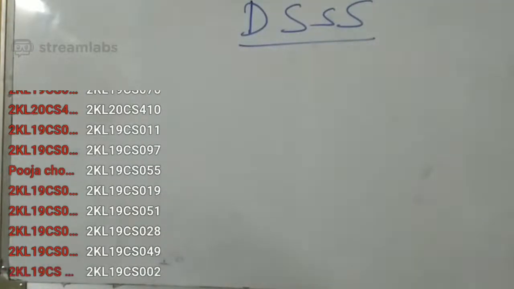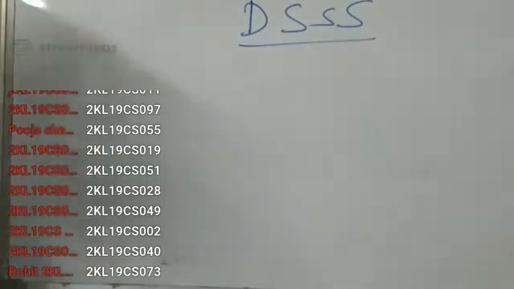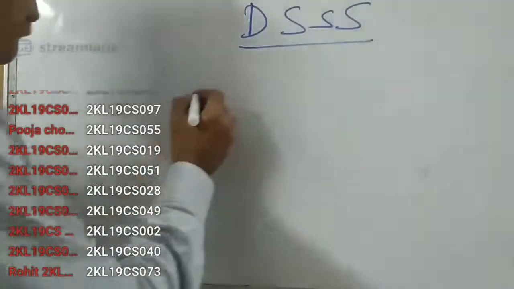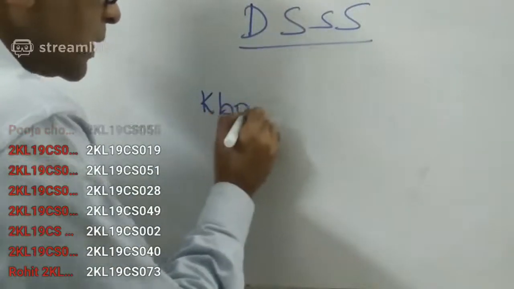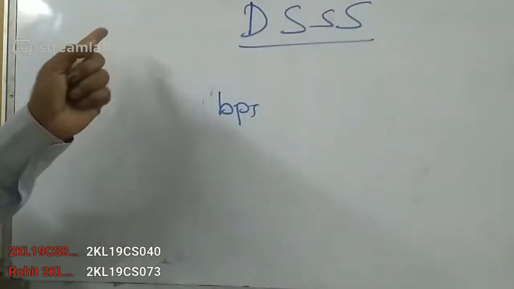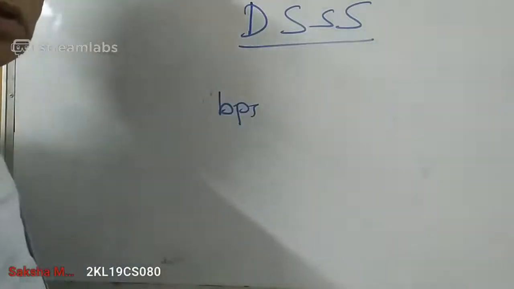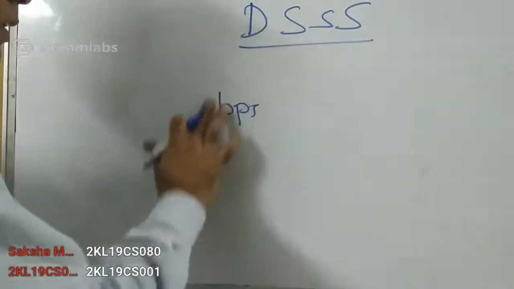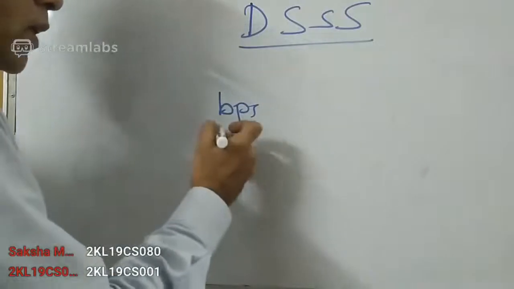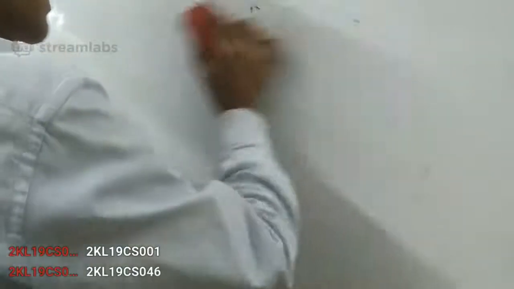So what happens in DSSS? As I said, it is a digital technique. When I talk of a digital technique, bandwidth is expressed in bits per second in digital systems. In analog systems we express the bandwidth in terms of hertz or kilohertz depending on the situation, but in digital systems we express the bandwidth in terms of bits per second.